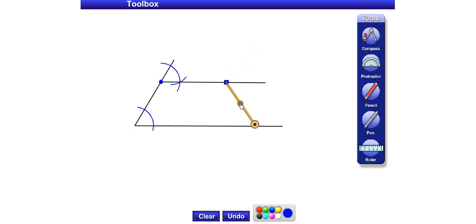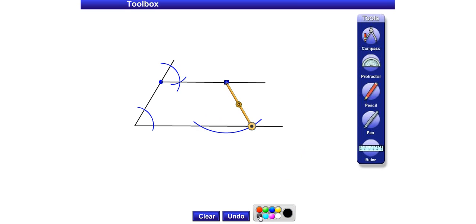Going down, we're going to find the point where the compass intersects the bottom line. Now it will intersect it in 2 points. You want the outside point to make it a trapezoid and not a parallelogram, because if you use the other point, it's going to wind up being a parallelogram.